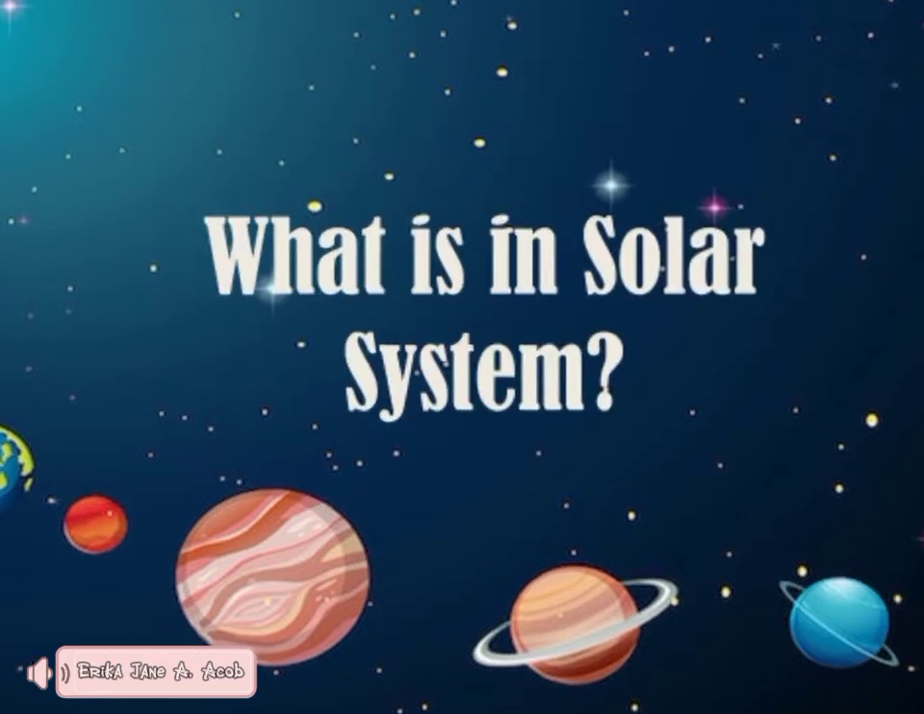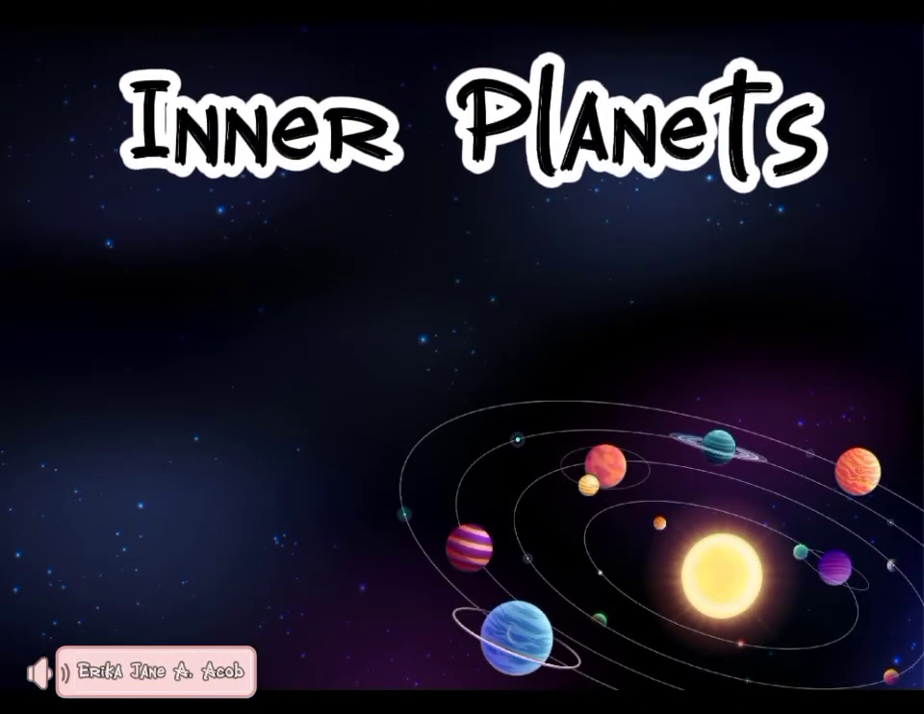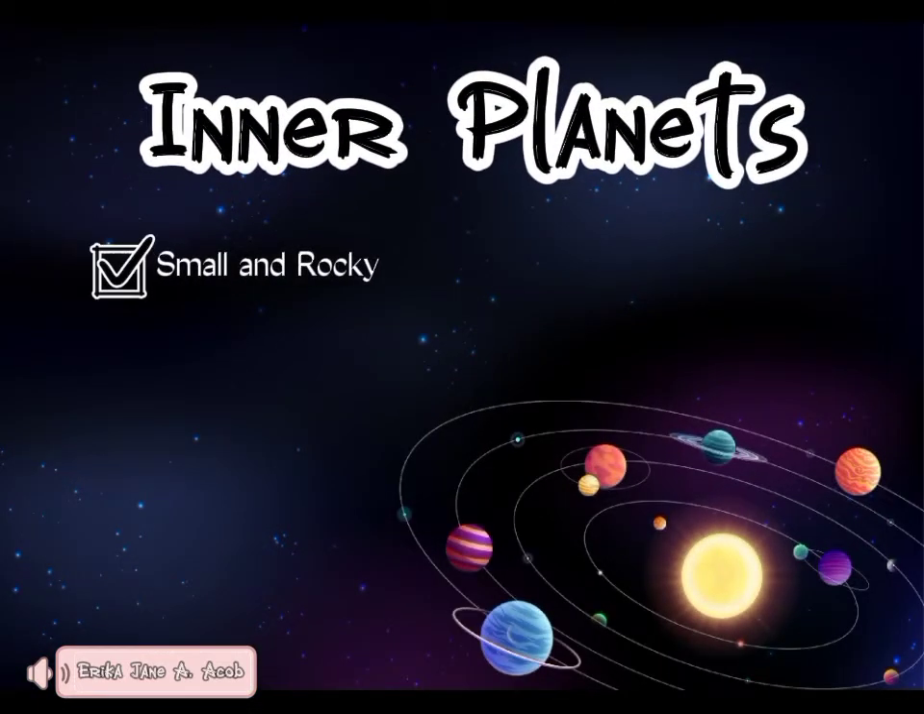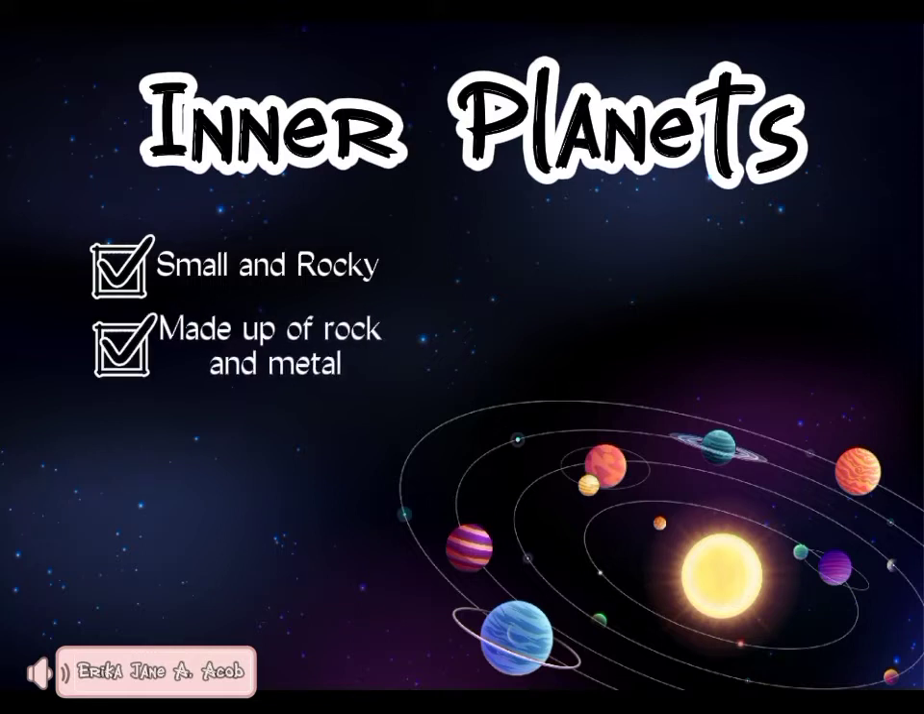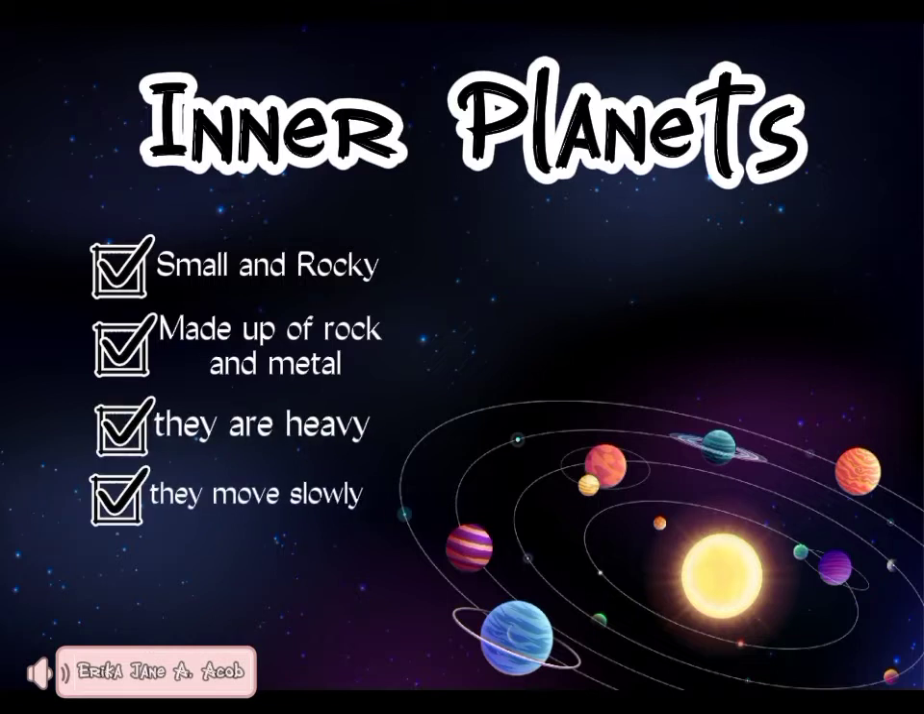And when we say inner planets, these are the small and rocky planets that are closest to the sun: Mercury, Venus, Earth, and Mars. They are made up mostly of rock and metal. They are heavy. They move slowly in space and have a diameter of less than 13,000 kilometers.